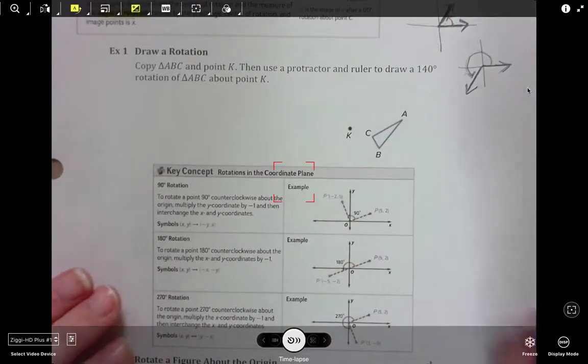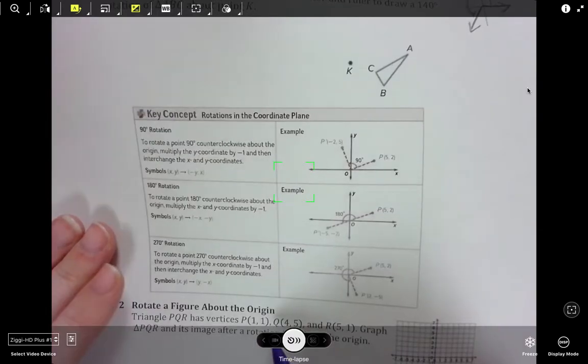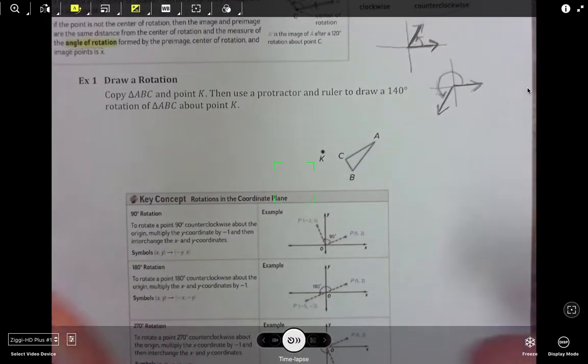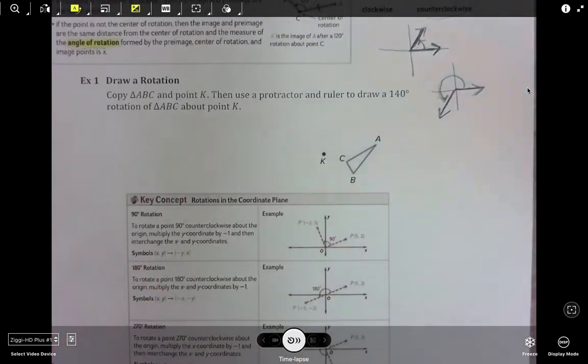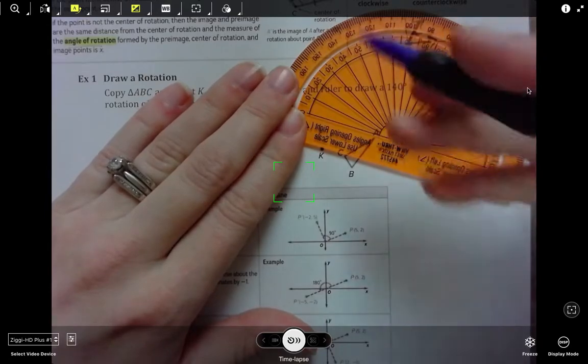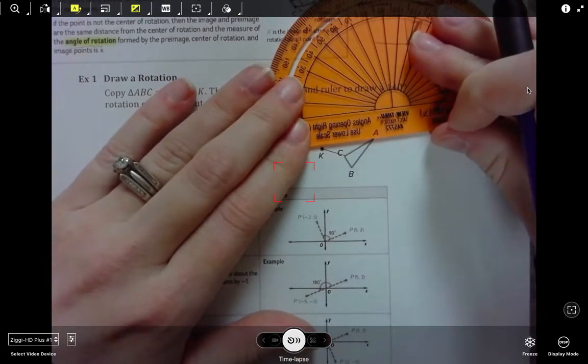All right, so draw a rotation. This one doesn't have actual coordinate points like we do down here for the second example. But we're going to use a protractor and a ruler to draw this one, all right? So what I'm going to do first is I am going to draw and connect A, B, and C all to that point K.